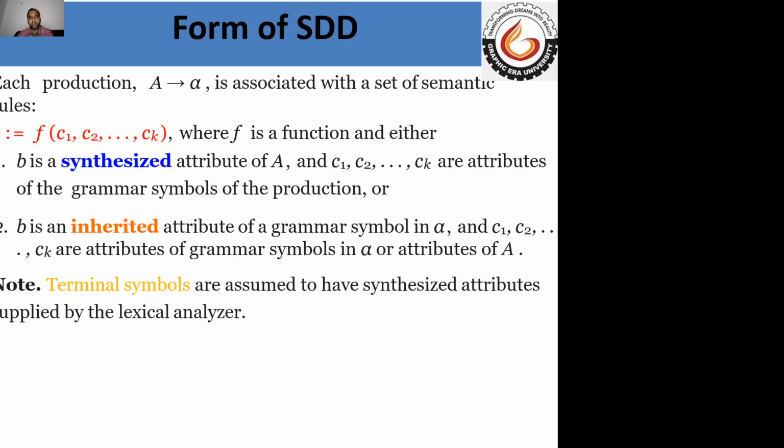And the definition of synthesized attribute is: if each production A generates alpha is associated with a set of semantic rules, b = f(c1, c2, and so on up to ck), where f is a function, then b is a synthesized attribute of A, and c1, c2, and so on up to ck are attributes of the grammar symbols of the production, if and only if the production looks like A generates alpha. This is the mathematical formula for computing a synthesized attribute.